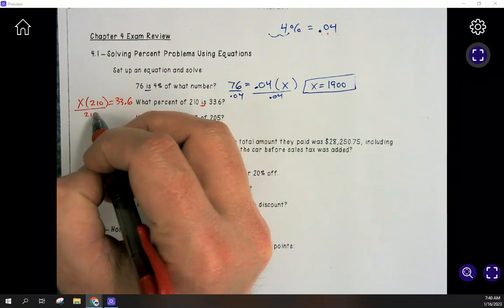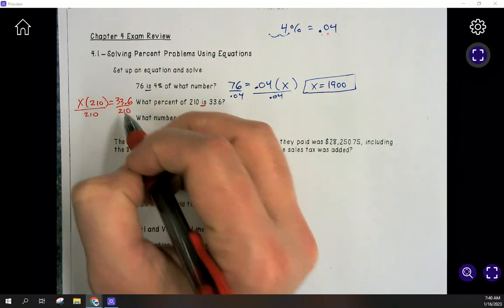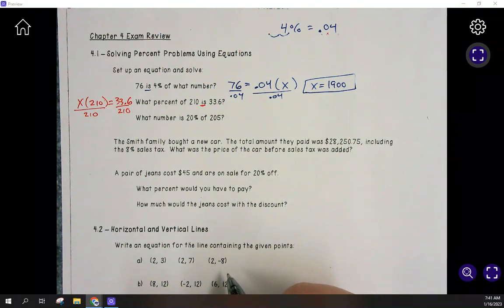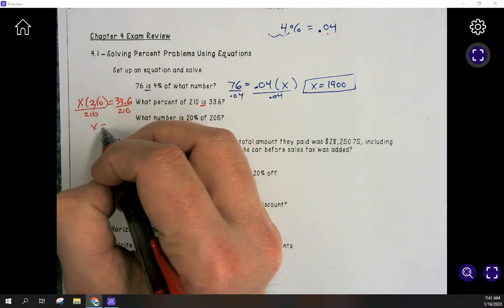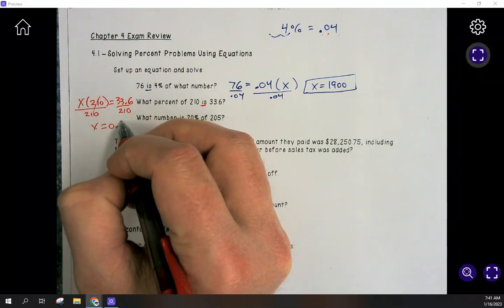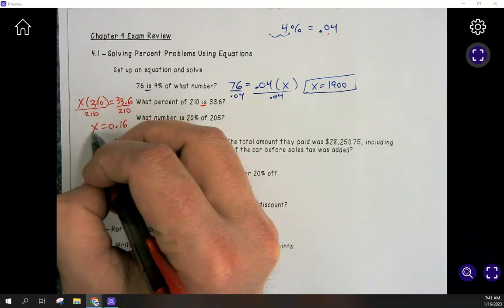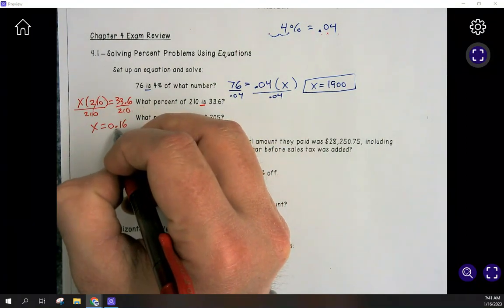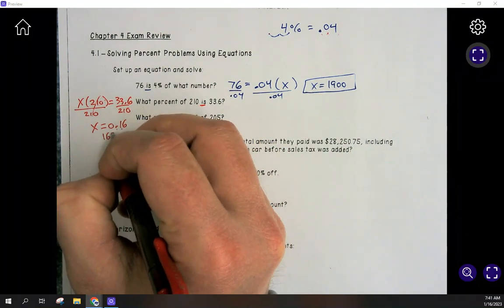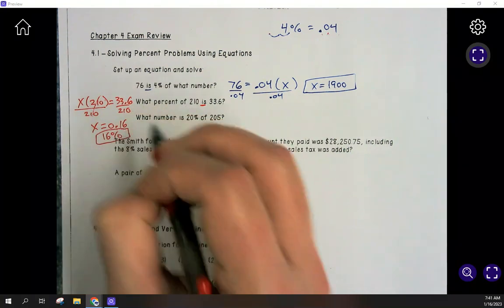So we're going to divide by 210. And when we do 33.6 divided by 210, we're going to get 0.16. And so since we're looking for the percent, we're going to move that decimal 2 spots, and the answer is 16%.